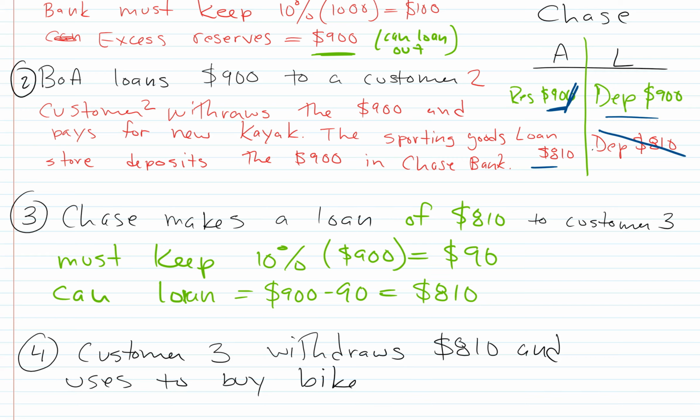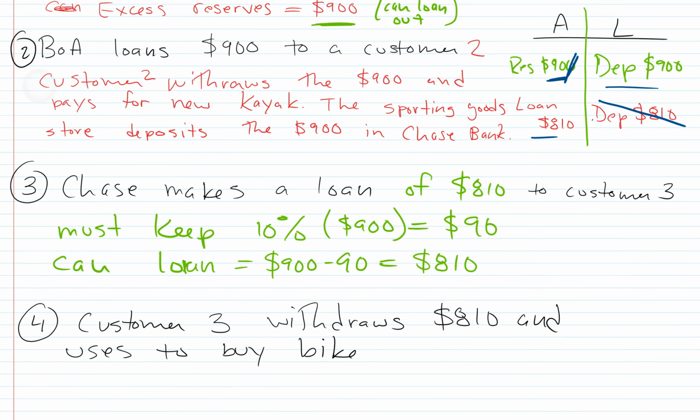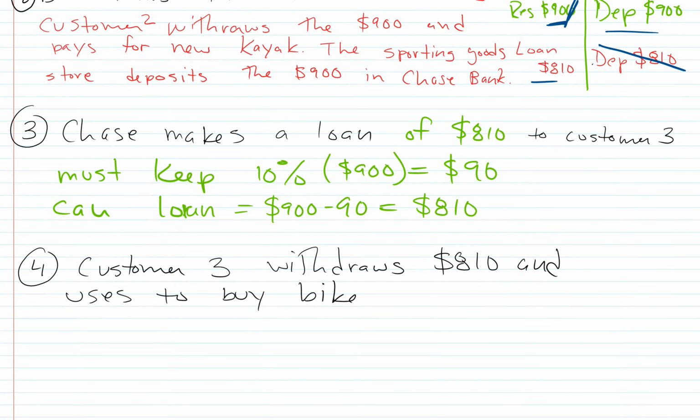Okay, so now we can see where we're at, and then the same process is going to continue. This next person then pays for the bike. The person who sells the bike then puts the money into another bank, and then that bank will keep 10%, right? And they will loan out the rest. And this will continue over and over and over, okay? And so on. So I'm just going to say and so on at this point.